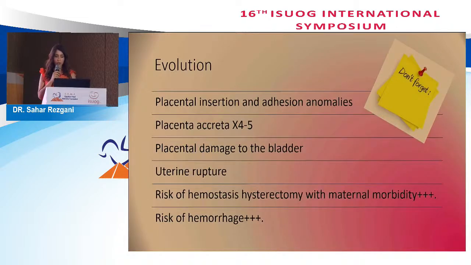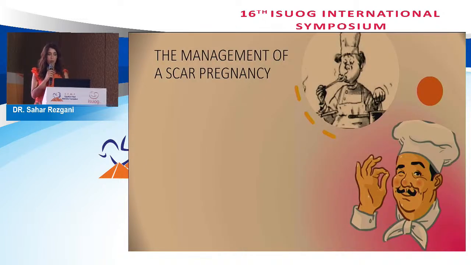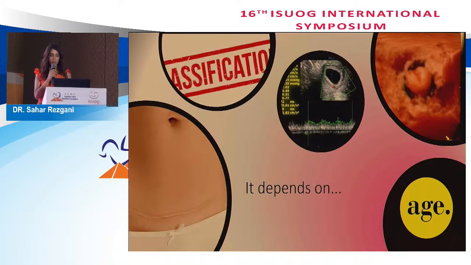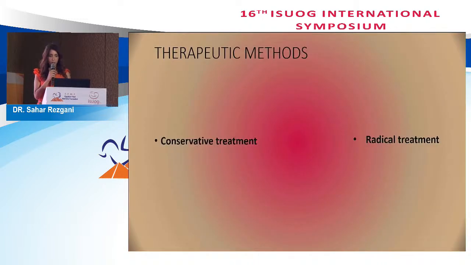The evolution: it gives placental insertion and adhesion anomalies, gives more placenta accreta, it gives damage to the bladder, uterine hemostatic hysterectomy with maternal morbidity and risk of hemorrhage. So, for the management of a scar pregnancy, there is no consensus. It must be active, fast, and early. It depends on the classification, the age of pregnancy, the desire for fertility, the cardiac activity, the Doppler, and the age. For the therapy, there is conservative treatment and radical treatment.